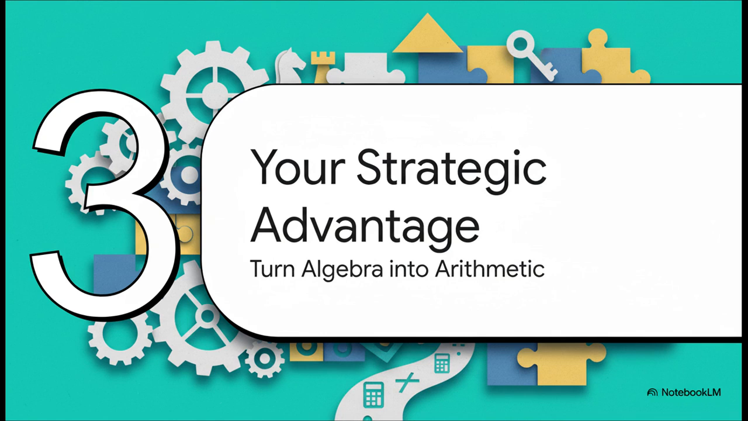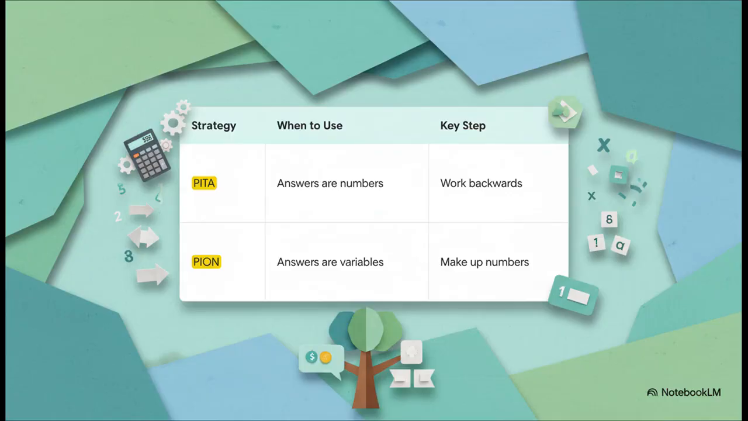So, let's just pull back for a second and look at what we've done. These aren't just cute little tricks. They are powerful, fundamental strategies that give you a huge advantage by letting you turn the test against itself. And here it is, the whole system on one screen. It's a simple decision. You look at the answer choices. Are they numbers? Use PITA and work backwards. Are they variables? Use PION and make up your own numbers. This simple choice lets you dodge difficult algebra almost every single time.